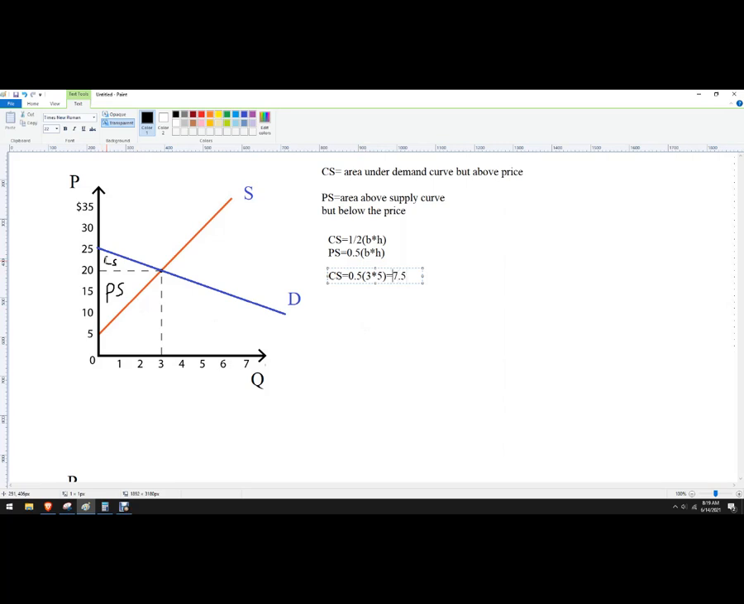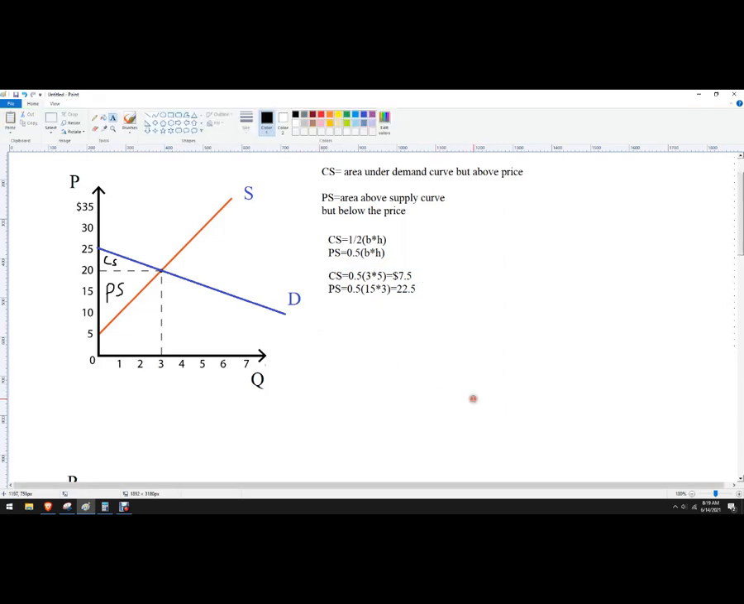Since these are in dollars, consumer surplus is always in dollars. Okay, and then producer surplus is 1/2. Now this one's a little tricky because it doesn't start out at 0, so you're going to go from 5 up to 20. That's a difference of 15, and then this part of the triangle is also 3. So that's 45, and then half of 45 is 22.5. So those are your consumer and producer surplus on the first one.